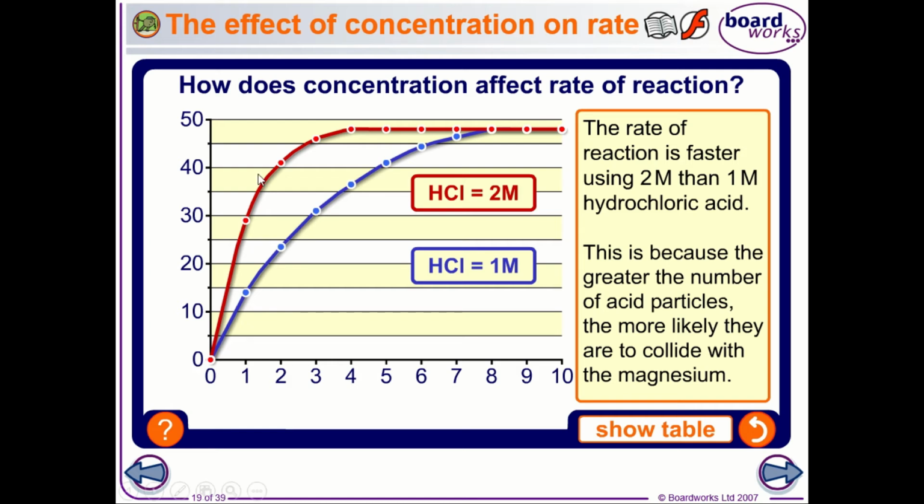Ito naman, yung red naman, ipinapakita niya yung reaction using 2 molar concentration of hydrochloric acid. Ibig sabihin, mas concentrated itong 2 molar concentration. Dahil mas concentrated siya, mas marami siyang amount of reactant na pwede mag-collide at mag-react doon sa magnesium ribbon, ibig sabihin mas tataas yung kanyang rate of reaction. Mas mabilis siya compared doon sa 1 molar concentration.